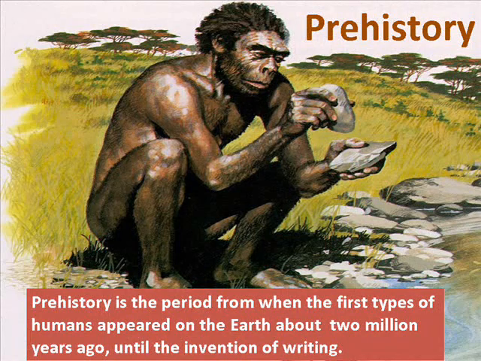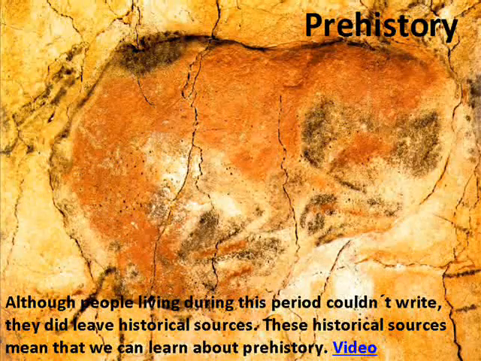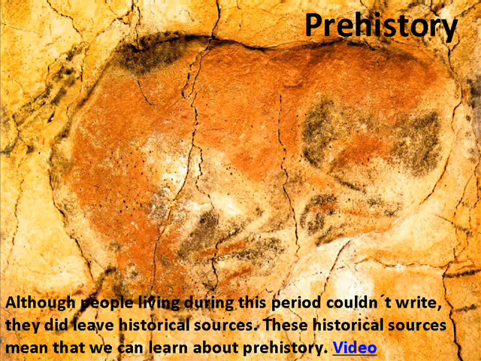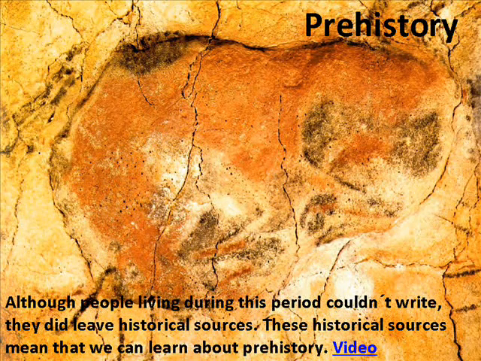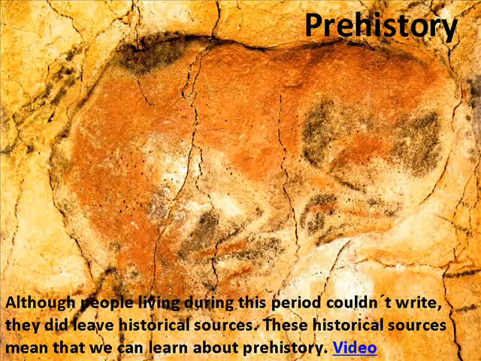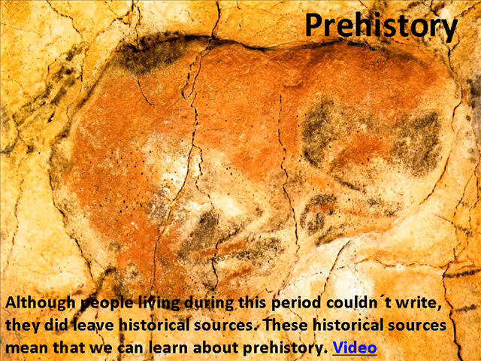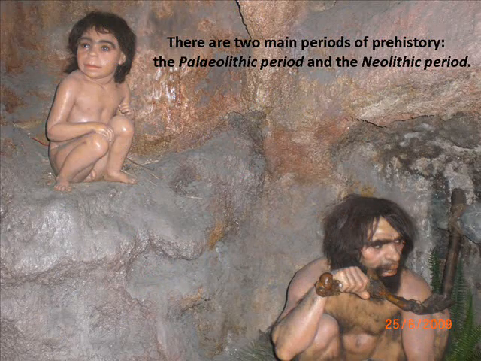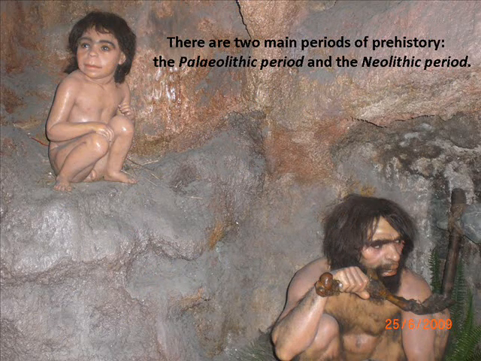Prehistory. Prehistory is the period from when the first types of humans appeared on the earth about 2 million years ago until the invention of writing. Although people living during this period couldn't write, they did leave historical sources. These historical sources mean that we can learn about prehistory. There are 2 main periods of prehistory, the Paleolithic period and the Neolithic period.